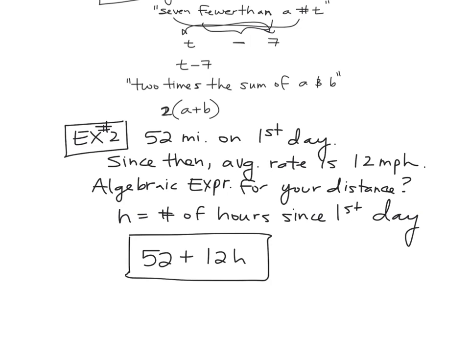Does that make sense? So 52 is constant. We know that we did 52 miles the first day. We're trying to figure out the distance we've gone based on however many hours past that we've ridden. Okay? Questions on that?